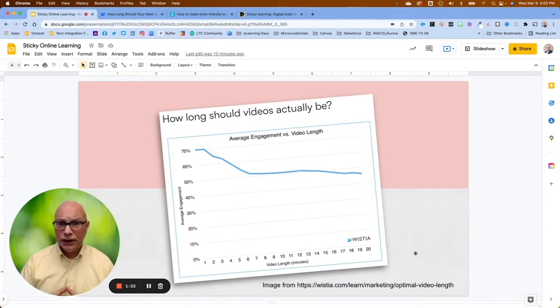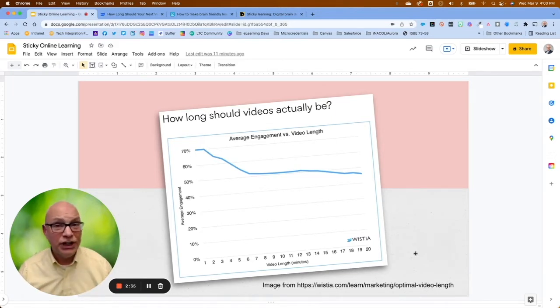Wistia did a survey and a study of how long folks who watched videos on YouTube and other platforms actually stay engaged with those videos. And after 2 minutes, as this graph shows you, we went from about 7 in 10 still paying attention to almost 50% after 6 minutes. So during that 2 minute to 6 minute time frame, we lose our students.